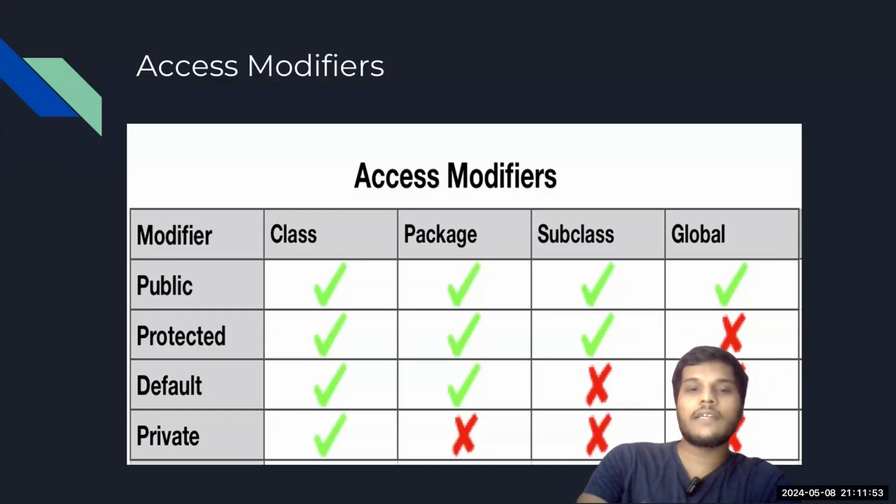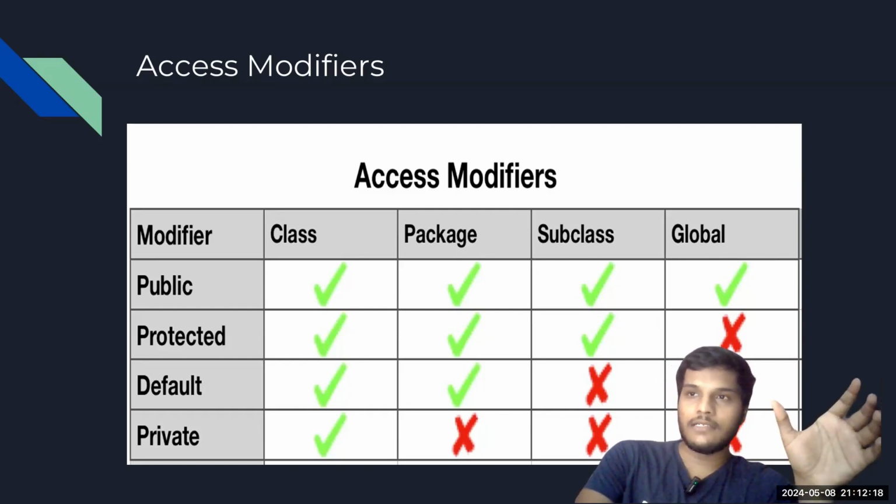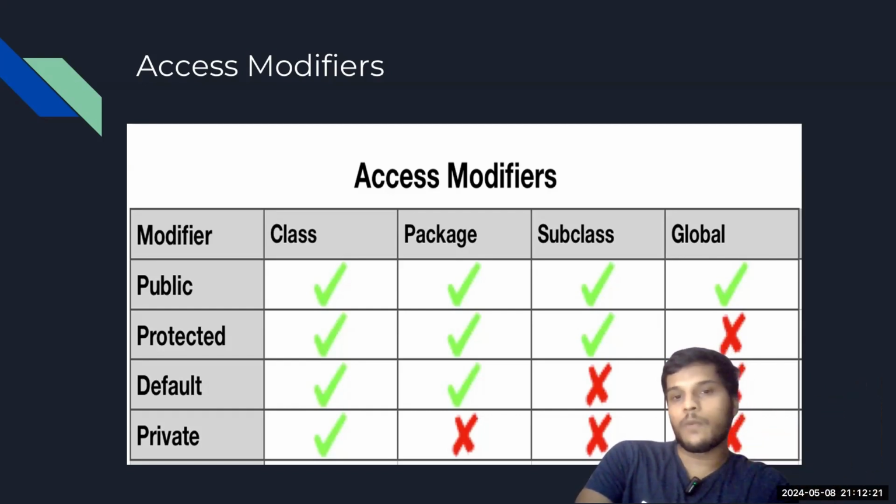Public is accessible everywhere in the program. It is accessible in class, package, subclass, and in another package. So if we declare our variable public, you can access it anywhere. But if you declare your variable protected, it can be accessible in its own class, in its own package, and in subclasses. Subclasses are actually child classes, which inherit properties from their parent class. So they have an inheritance relationship. That's why they are accessible, but they are not accessible globally in another package. So this is our protected.